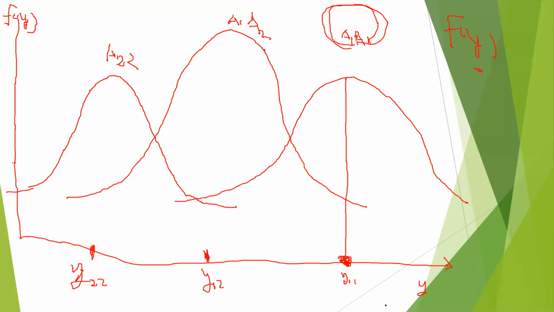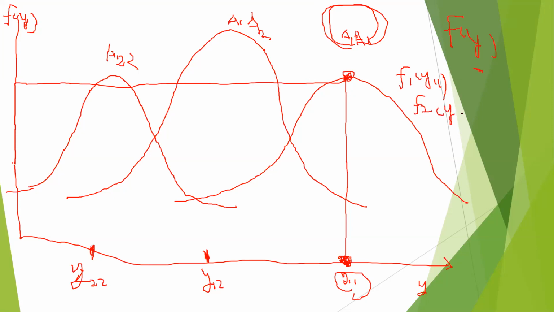Okay, now just look at this one, the Y11. If you use this value to calculate the density function for number 1, what is the density function value? It's here, right? But if you use the same value to calculate the F2 using Y11, what is the value? It's here. So this is the F2, right?